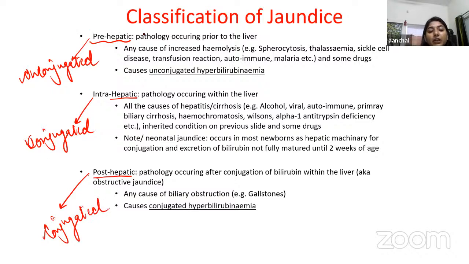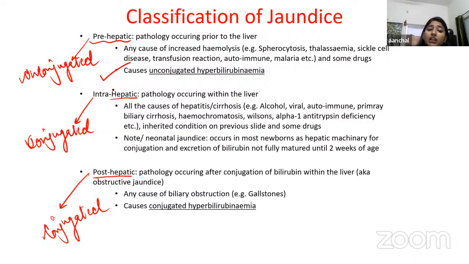Now what will happen in the pre-hepatic condition, when the bilirubin is not present inside the liver? At that time, the bilirubin will be unconjugated, meaning it is not water soluble. This type of prehepatic jaundice can occur when there is over lysis of RBC, meaning more and more RBCs are rupturing due to any condition, such as infection, blood transfusion reaction, autoimmune disease, or malaria. So it will cause an increase in the concentration of unconjugated bilirubin.